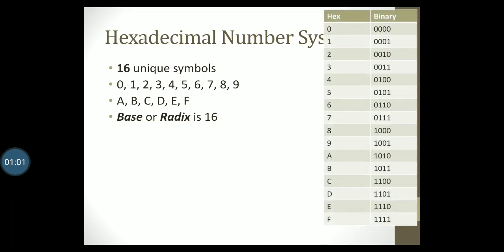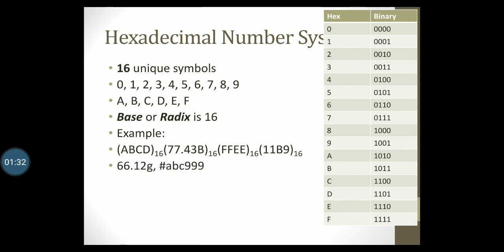In the table, you can clearly see that hex 0 is represented using a 4-bit binary code 0000. Hex 1 is represented using a 4-bit binary code 0001. In the same manner, hex 2 is represented using 0010 and so on. Here are some examples of valid hexadecimal numbers. Here are some examples of invalid hexadecimal numbers.